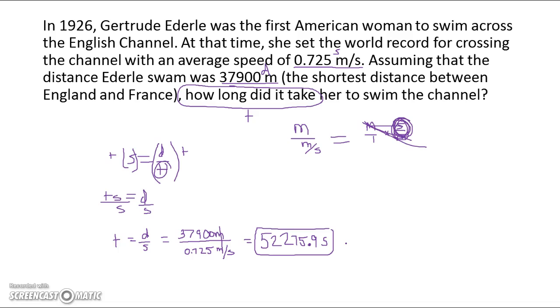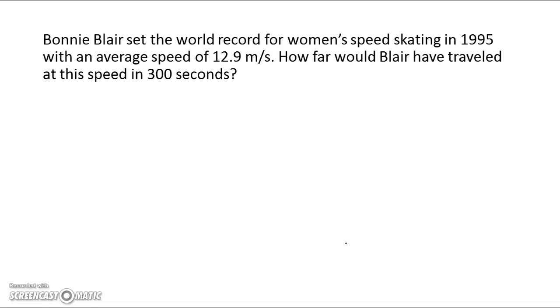Okay. All right. Bonnie Blair set the world record for women's speed skating in 1995 with an average speed of 12.9 meters per second. How far would Blair have traveled at this speed in 300 seconds? All right, so what are we looking for? How far would she have traveled? So we're looking for distance.